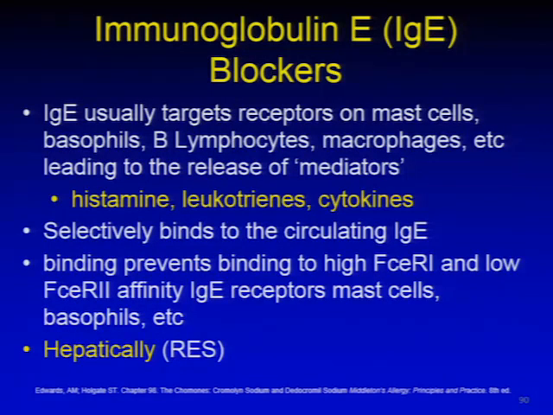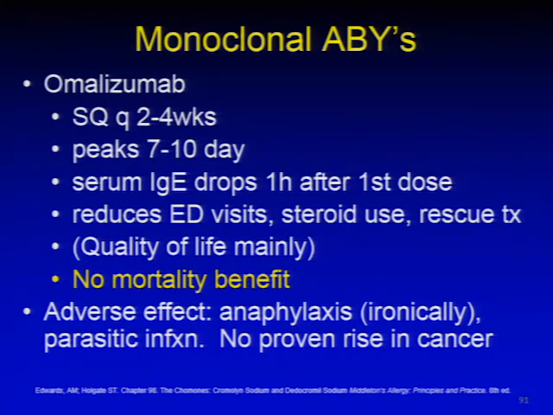Monoclonal antibodies have become very effective in the treatment of many immune-related pathologies, including asthma, and they work by binding circulating antibodies, specifically in this case IgE. They selectively bind circulating human IgE, used in addition to usual therapies in some patients who have difficult to control asthma. This specific monoclonal antibody is usually given subcutaneously every 2 to 4 weeks. It peaks in 7 to 10 days. Serum IgE levels drop after the first dose.